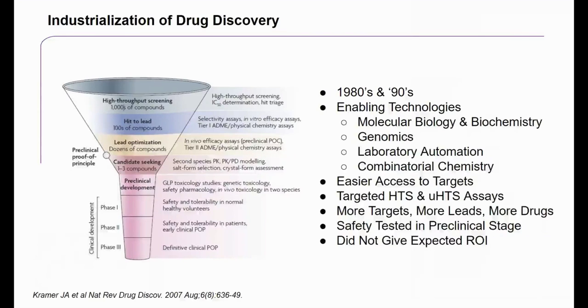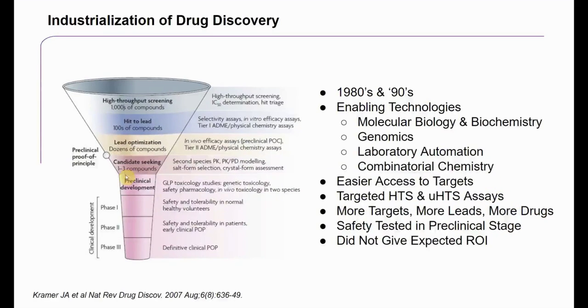This, when combined with laboratory automation and combinatorial chemistry that allowed for the generation of large numbers of different chemical structures, allowed the development of what became known as targeted drug discovery, where pharmaceutical companies would be able to generate large libraries of thousands or even millions of compounds that they could then test against very specific targeted assays in high throughput and ultra high throughput screens. And the whole idea was that if we could test more targets, we would get more leads, and then we'd be able to generate more drugs.